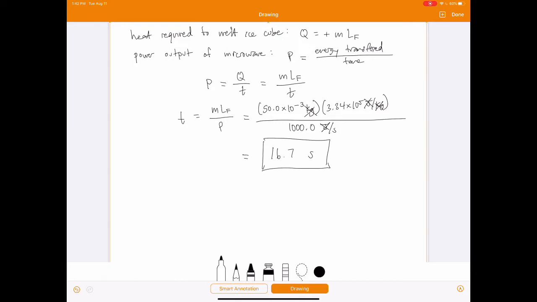So it makes sense. If we were to increase the power output, we would get less time, so it would melt the ice cube faster. And if we were to decrease the power of the microwave, it would be more time, and that means we'd melt the ice cube slower.